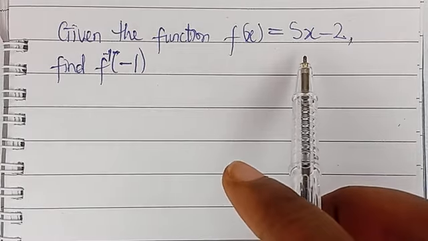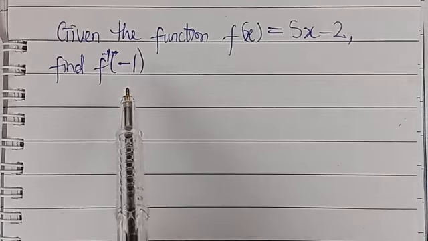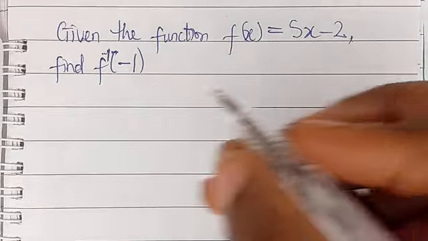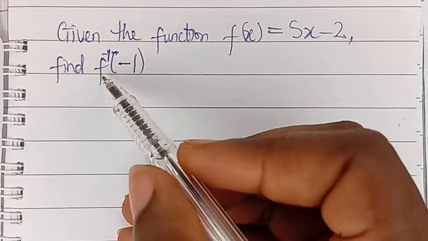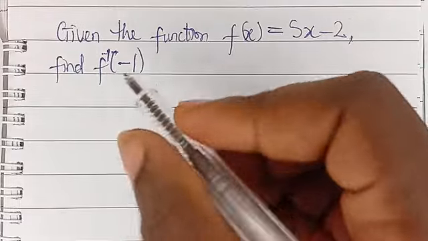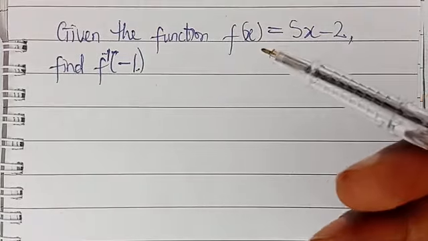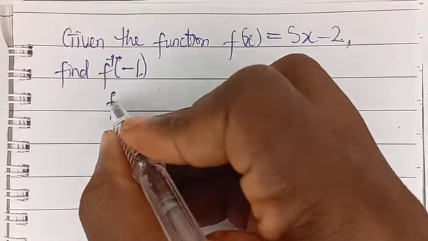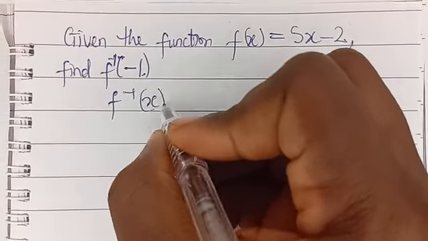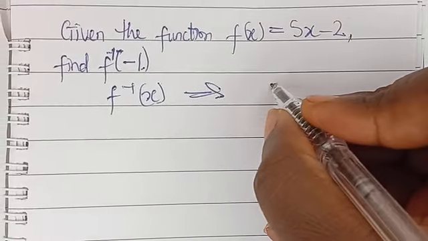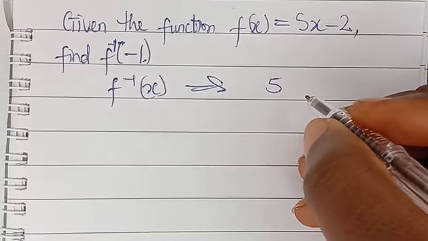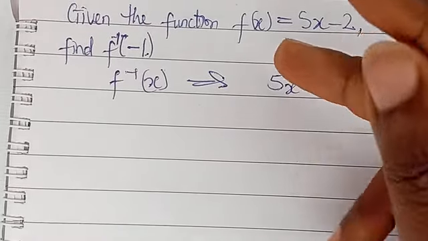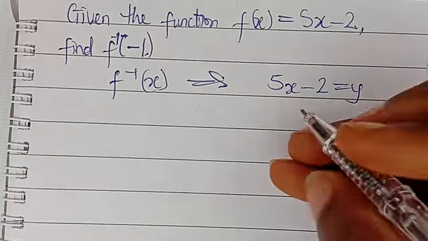Given the function f of x equal to 5x minus 2, find the inverse of f of minus 1. The first thing we are going to do is to find the inverse of f of x. Then we substitute minus 1 for x in that inverse function. So we equate this function, 5x minus 2, to y, and then change the subject of the formula.